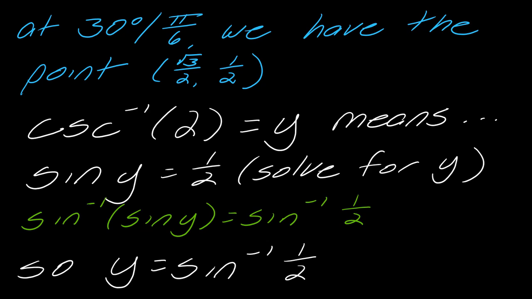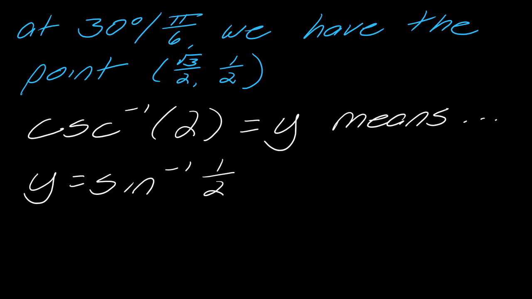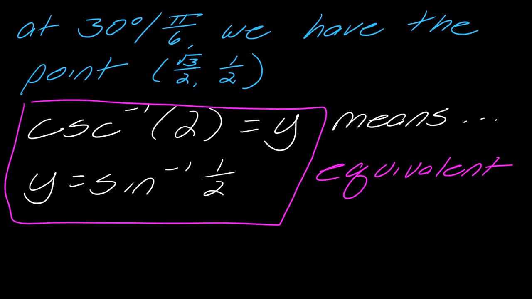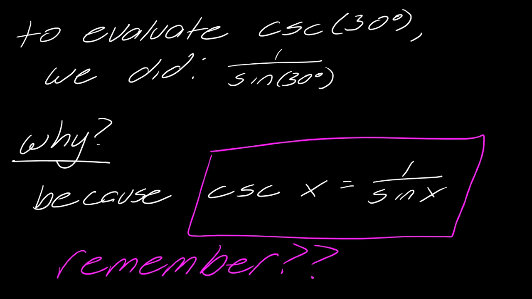Okay, so look what we just did. We just used a bunch of different properties of inverse sine and reciprocal functions, and we just did something kind of amazing. I just showed that inverse cosecant of 2 is equivalent to inverse sine of 1/2. So, do you see why this might be confusing? Maybe, maybe not.